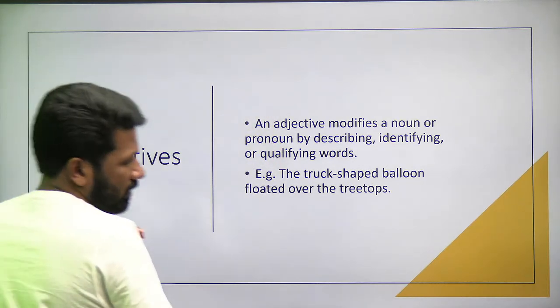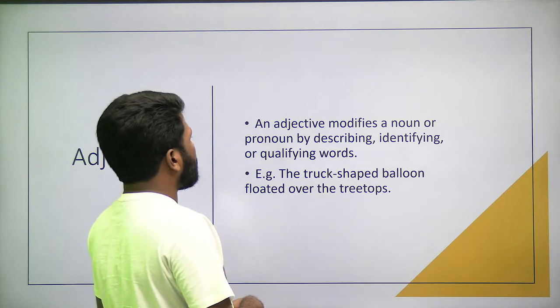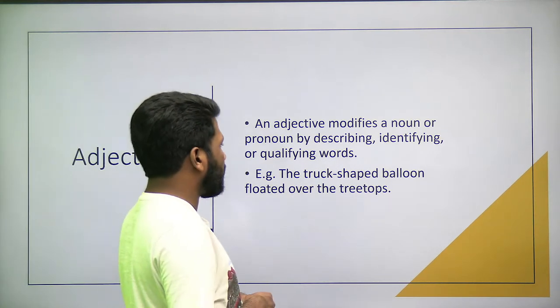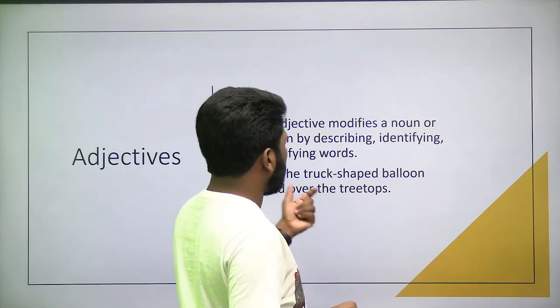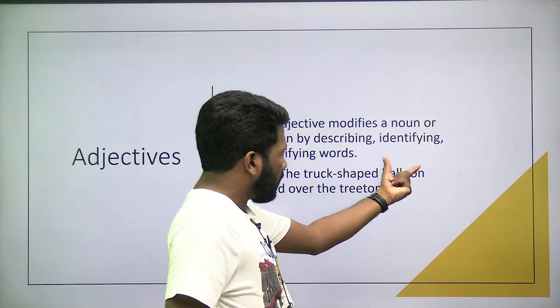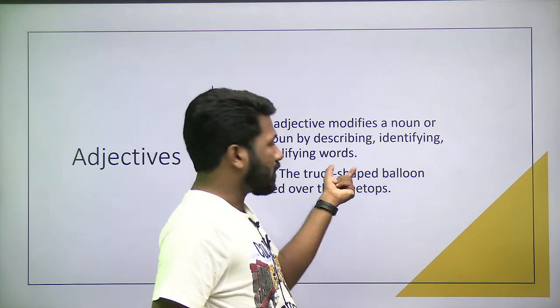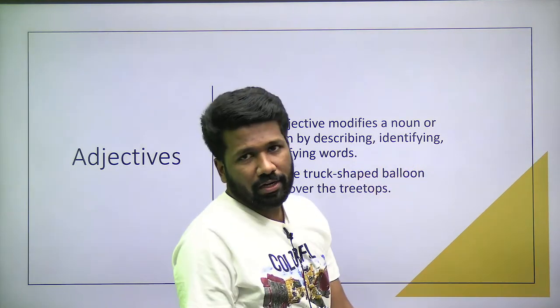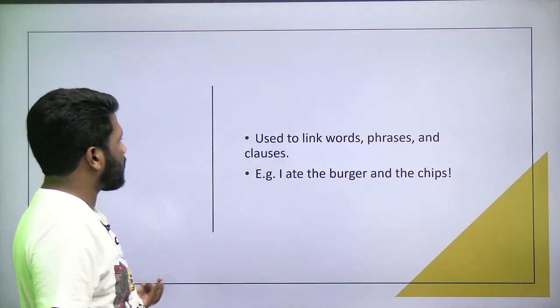So adjectives, what is an adjective? An adjective modifies a noun or a pronoun by describing, identifying or qualifying words. The truck-shaped balloon floated over the treetops. Truck-shaped is qualifying balloon. So truck-shaped is explaining more about that noun, right? The noun balloon. So that is an adjective.